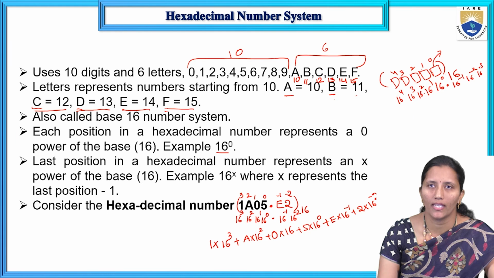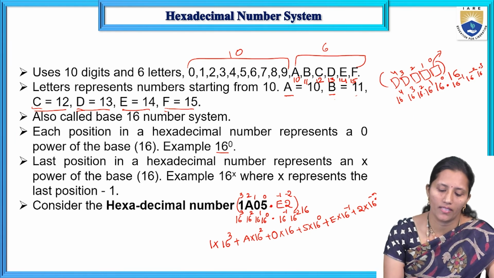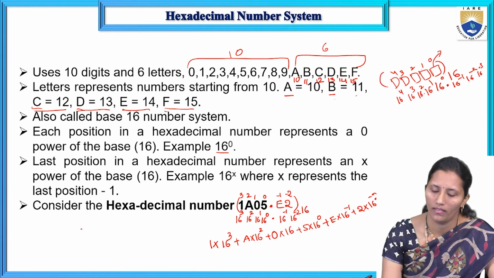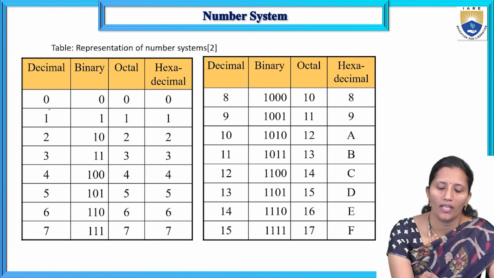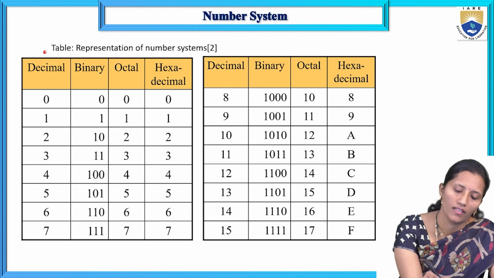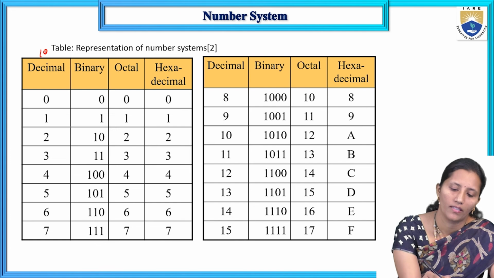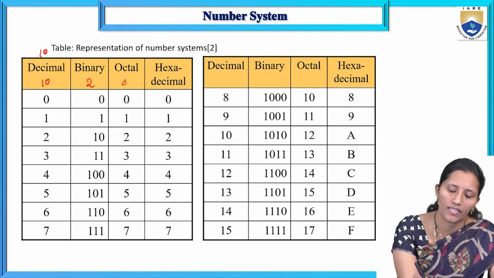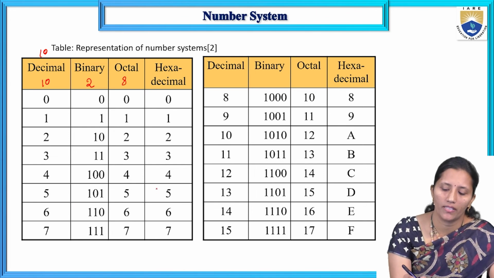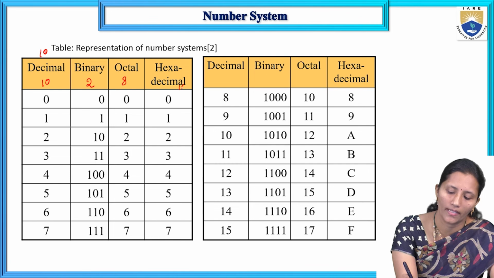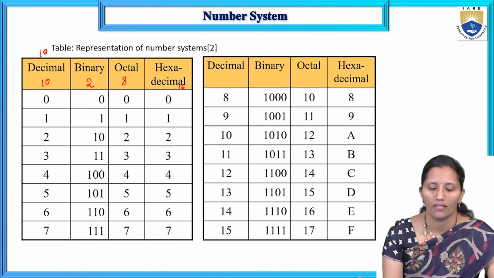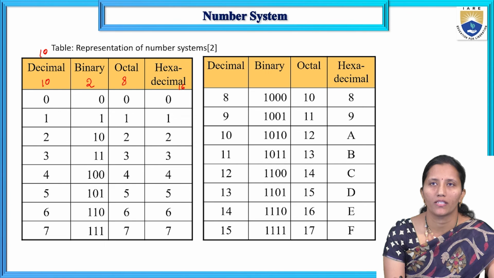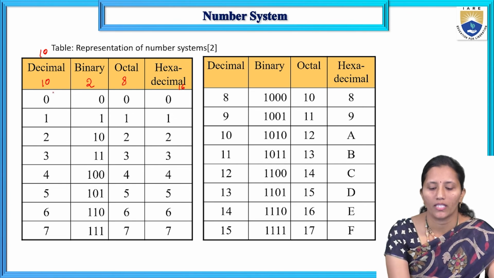So these are the basic representation of number system. For decimal number system, the base is 10. For binary number system, the base is 2. For octal number system, the base is 8. And hexadecimal number system, the base or radix is represented by 16. So, how to represent basic numbers in the decimal, binary, octal and hexadecimal numbers.